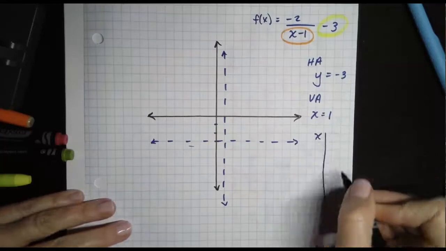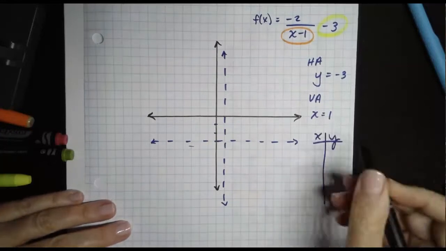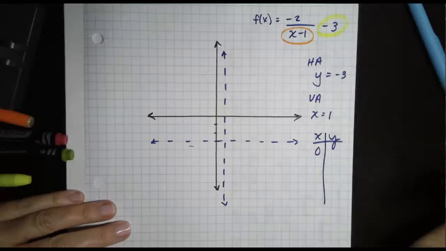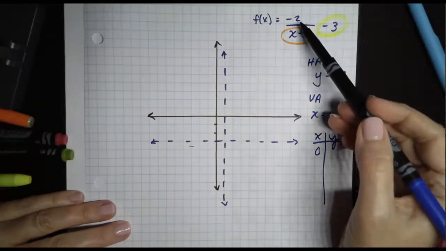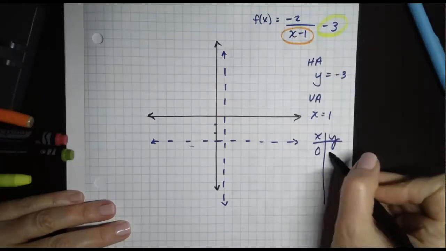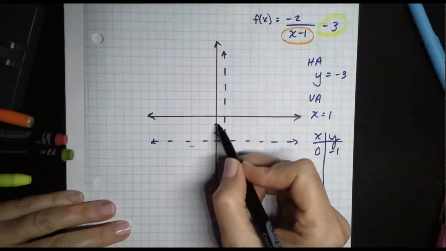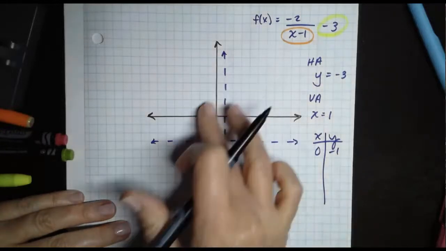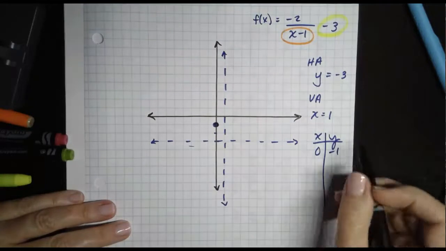So let's go to an XY chart and let's plot a few points. Let's plug in 0, easiest thing to plug in always. So -2 over -1, that's 2. 2 minus 3 is -1. Over 0, down -1. So there we go. It's what we're expecting. It's going to be in these two quadrants.